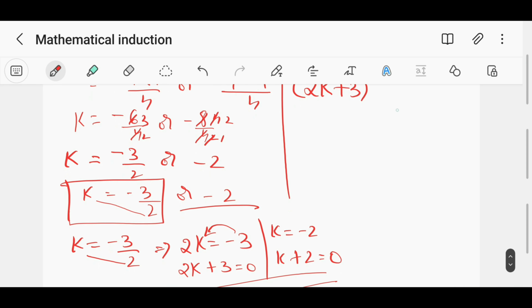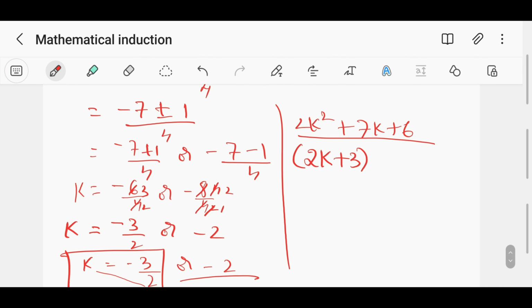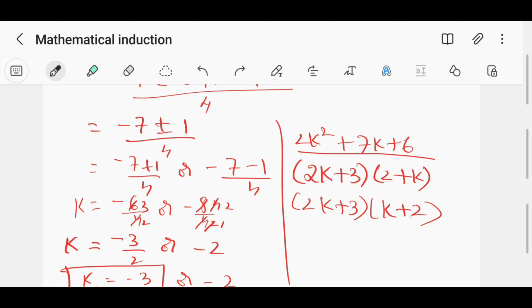So you can write this term as 2k plus 3 into k plus 2. Okay, so this is how you will be factorizing this term. Fine. When you multiply these two terms, you have to get back this equation again.